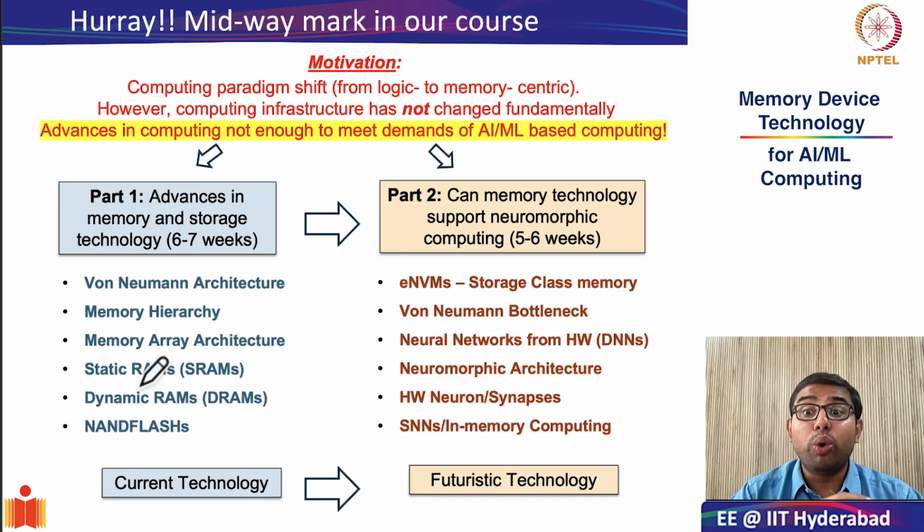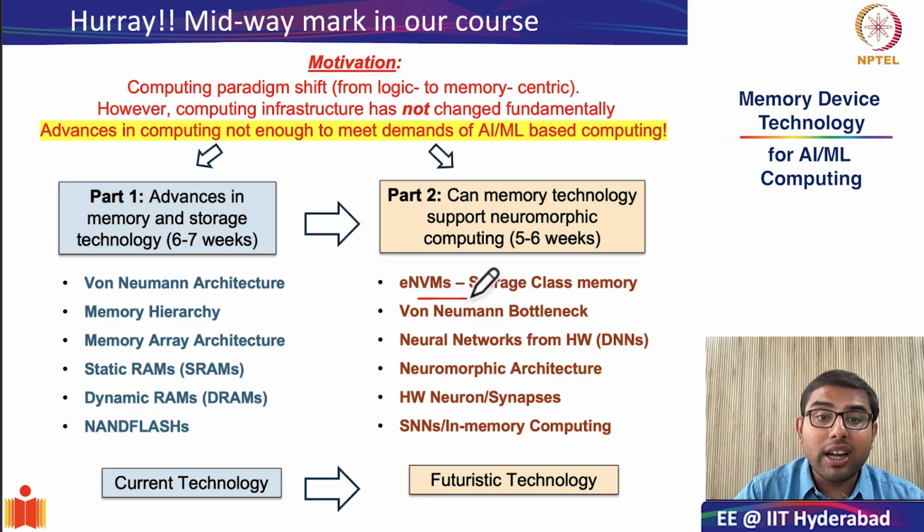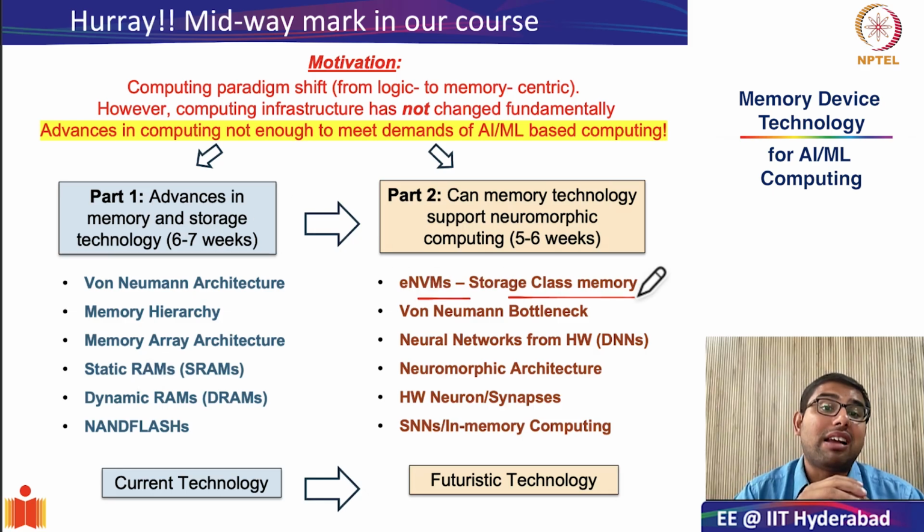Moving forward, we are going to look at more futuristic opportunities, how electronic non-volatile memories, which are also called storage class memories, can really solve the so-called von Neumann bottleneck.